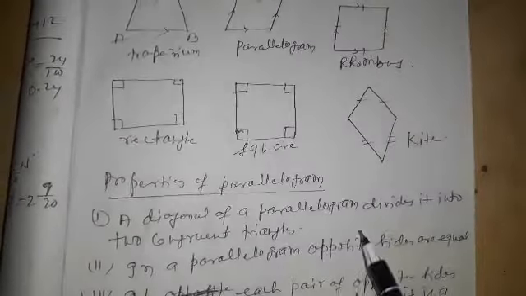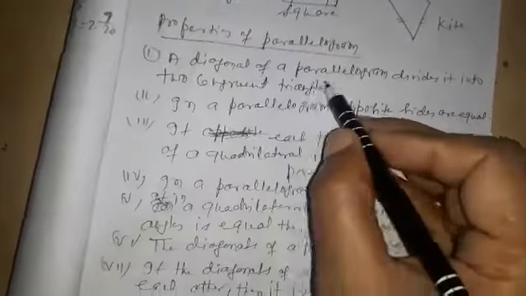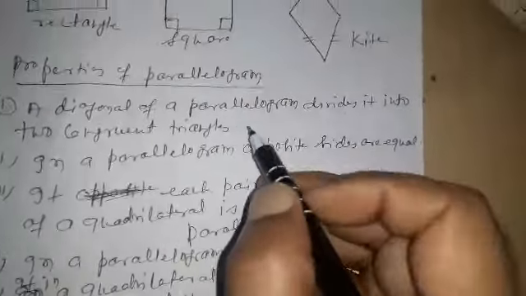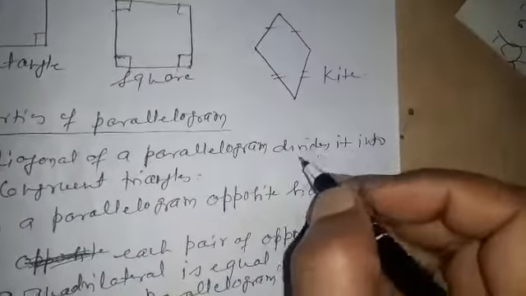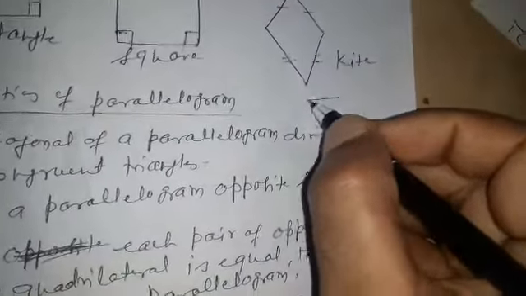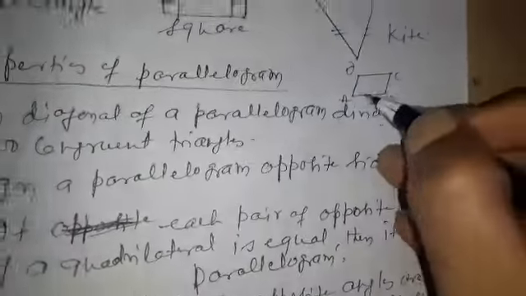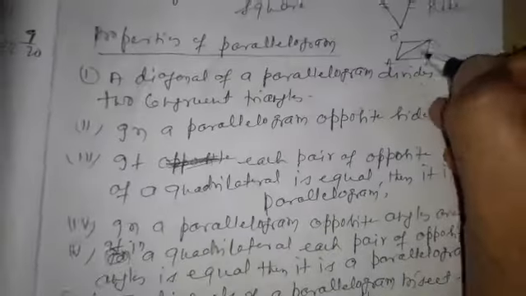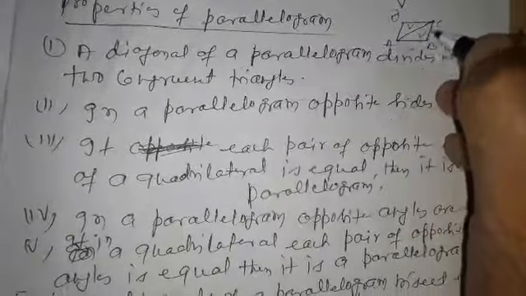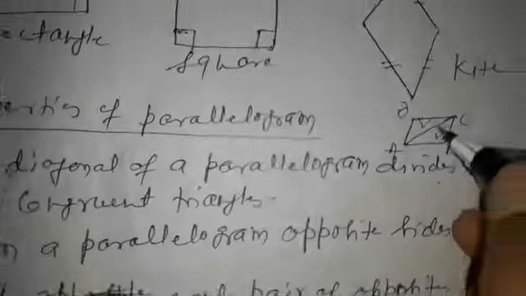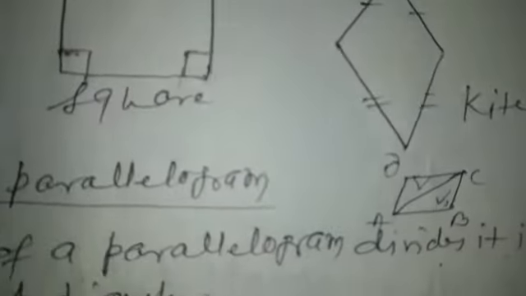Now properties of a parallelogram. A diagonal of a parallelogram divides it into two congruent triangles. It means if ABCD is a parallelogram, then the diagonal divides this parallelogram into two congruent triangles. It means triangle ABC and ACD are congruent.